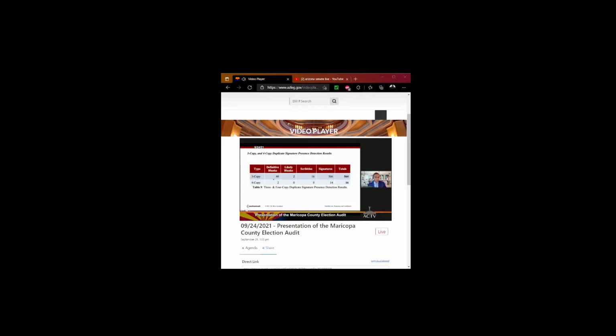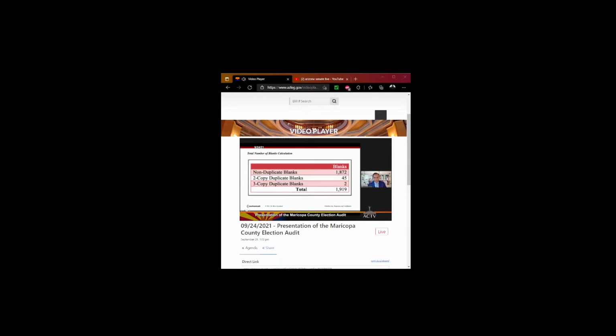Interestingly enough, we also had 3-copy and 4-copy analysis to do. I'm not going to go into all the details of this, but there were also 3-copy and 4-copy duplicates. There were 2 sets of 3-copy which were blank, 2 sets which were scribble, and 5 which were blank. So now we do the totals calculations.